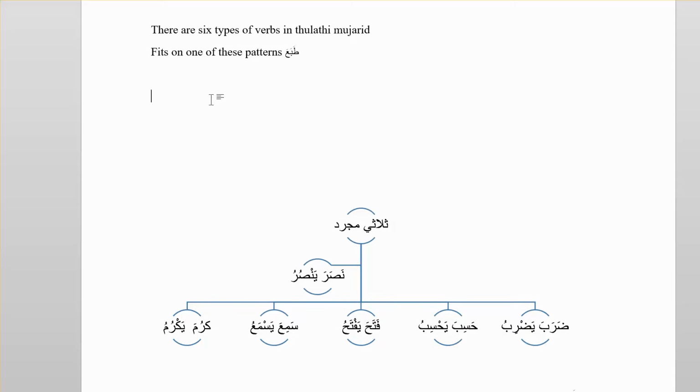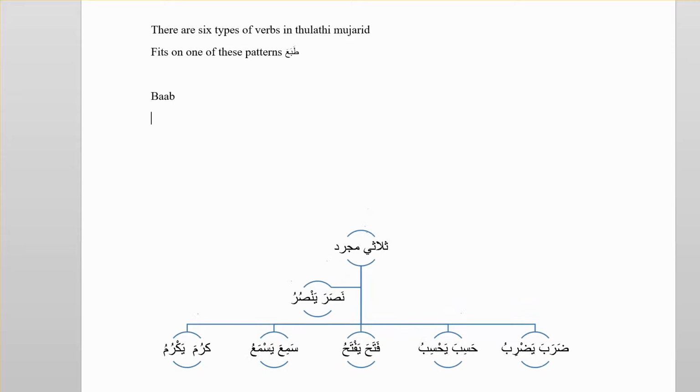Let's put it here for you. You have bab, and you have number 1. Number 1 bab, we will call it nasara. Nasara. Now that's the madi, as you see here. The mudari' is yansuru. Yansuru. It's written right here.